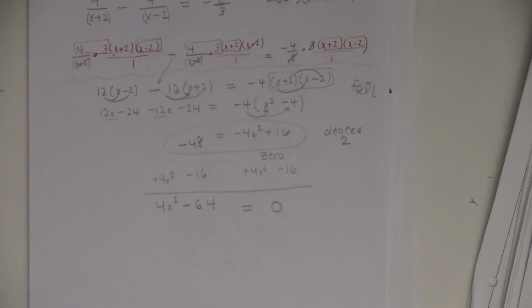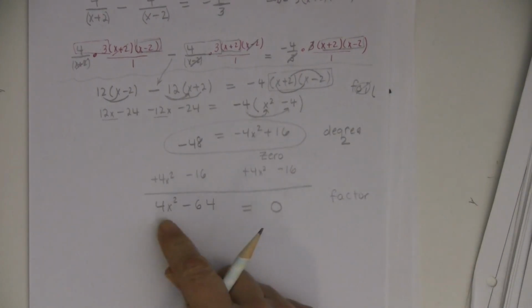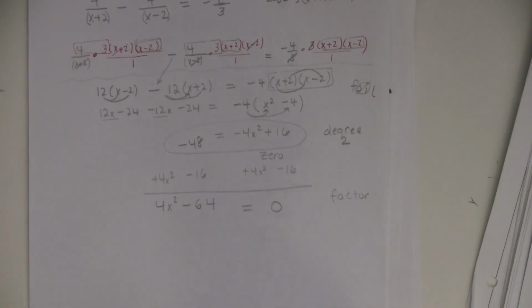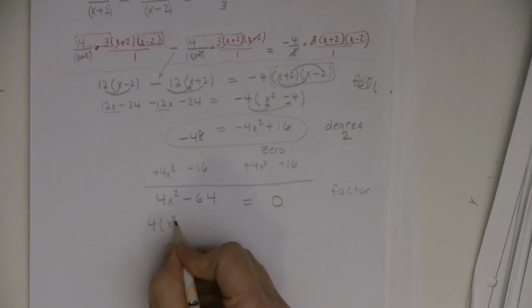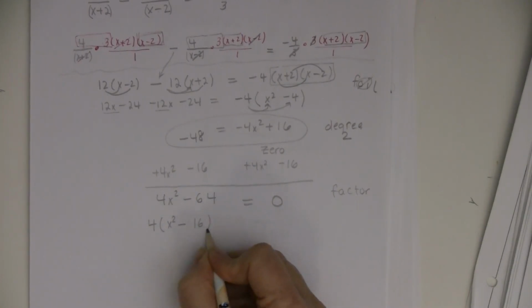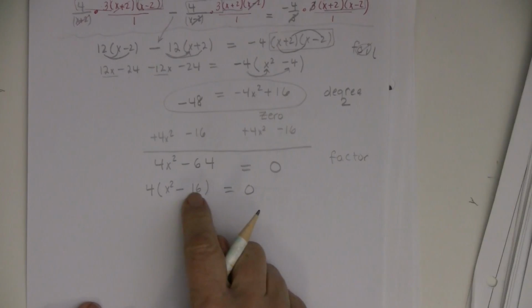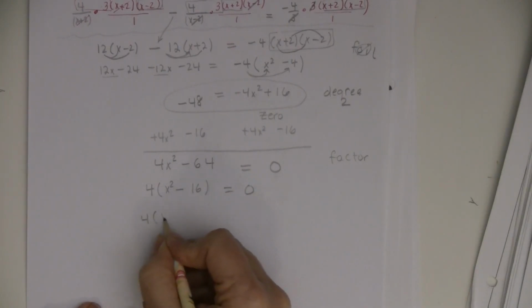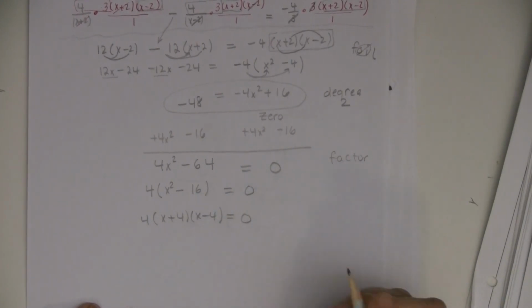After you get 0 on one side with your leader being positive, like it is, then what you want to do is you want to factor. So you want to whip out your F word, factor. And when you have a binomial, you start with the greatest common factor. And the greatest common factor here is 4. So I'm going to pull out a 4. Let's see, 4 goes in there 16 times. Equals 0. And then that's a difference of squares. So I factor it like my friend, that's my best friend, the difference of squares.